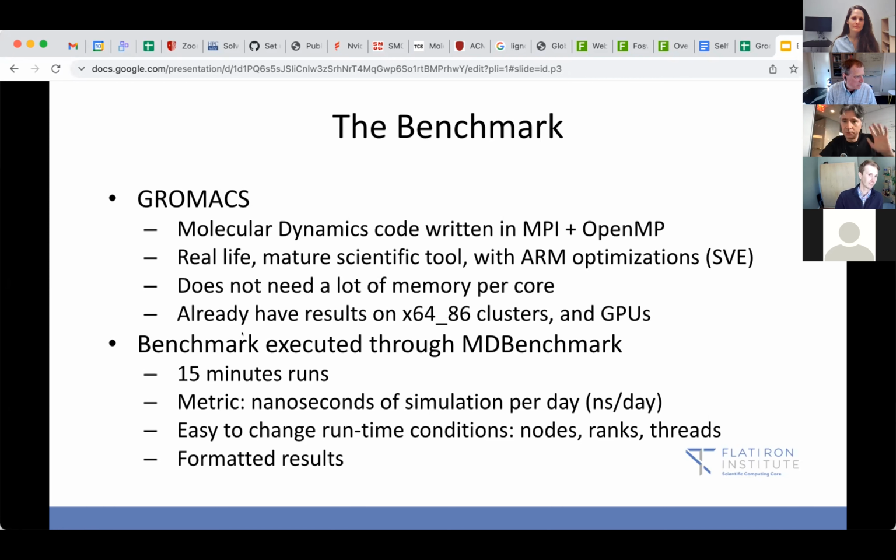In terms of the benchmarking method, I used MG benchmark, which is something standard in this domain. The idea is to have 15-minute runs, and the metric that you use is nanoseconds of simulation per day. The nice thing about this benchmark is that it easily lets you change the runtime conditions: the number of nodes, the number of MPI ranks per node, and the number of OpenMP threads used in each node as well. And finally, it just parses that and gives you nicely formatted results.